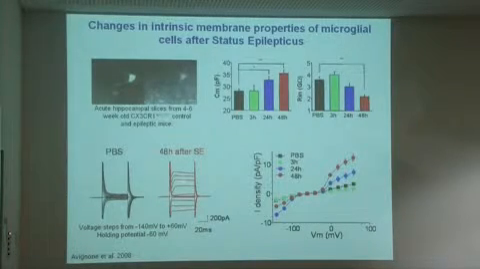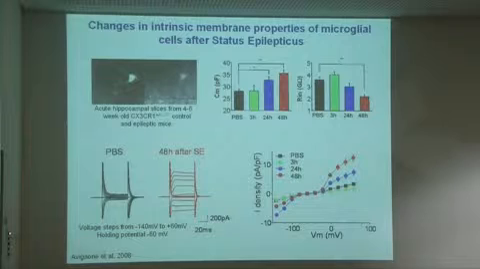So if we do those experiments at different time points, you see that 3 hours after status epilepticus, we don't have a big change. The black, sorry, is the control. The green is the animal 3 hours after the status epilepticus. The blue is 24 hours. And you see that at 24 hours, we have an increase of those inward currents and a small increase of the outward currents. 48 hours after the status, we have a decrease of the inward currents and an increase of the outward currents.